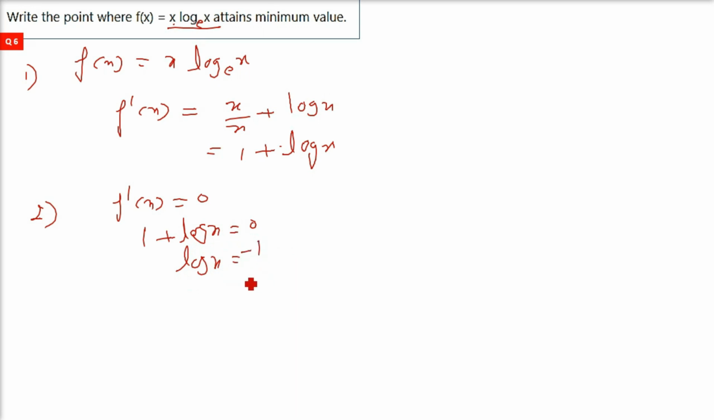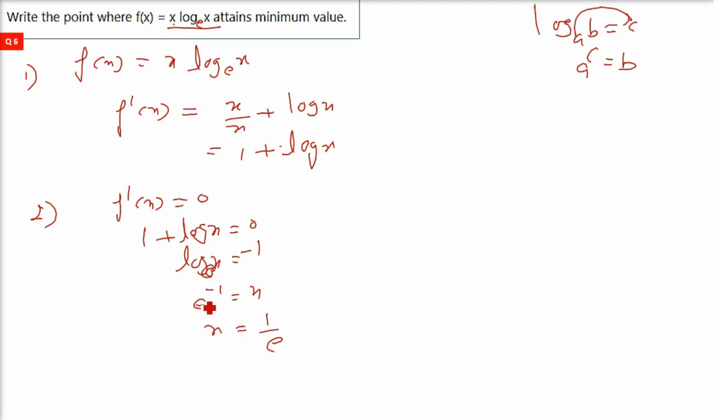1 plus log x equals 0 means log x is equal to minus 1. Now the base is e. e raised to negative 1 is equal to x. Remember, log base a of b equals c simply means a to the power c is equal to b. So e raised to the power minus 1 is equal to x here. x is equal to 1 by e.